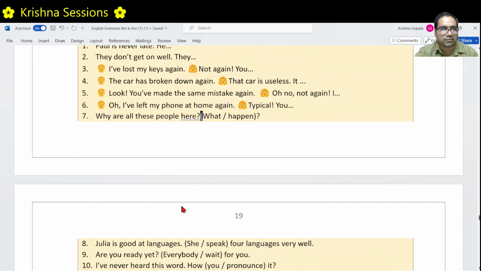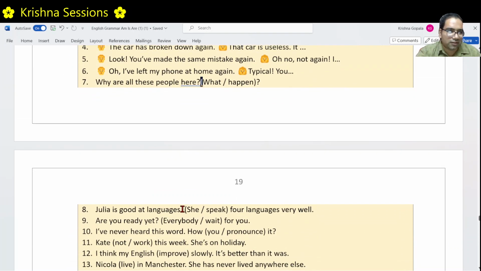Next, "Julia is good at languages." It is not specific to now. It is all the time. It is a permanent thing, a general fact. So "She speaks four languages very well," right? "Are you ready yet?" This is at the time of speaking, right now, whether this person is ready or not. Everybody is waiting for you. That is the correct form.